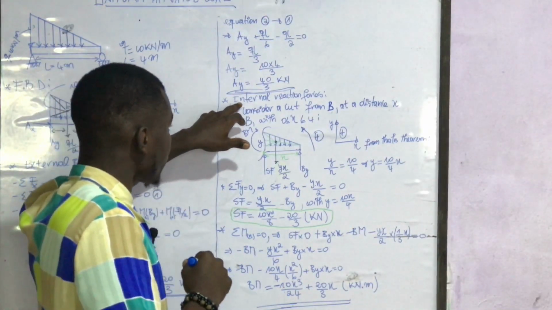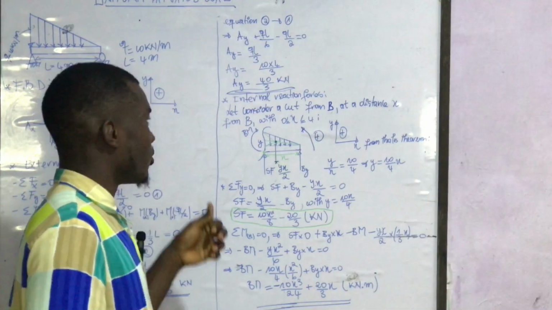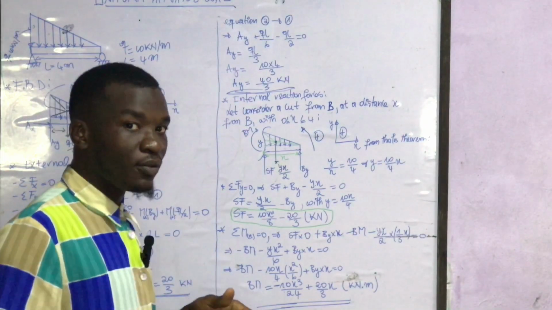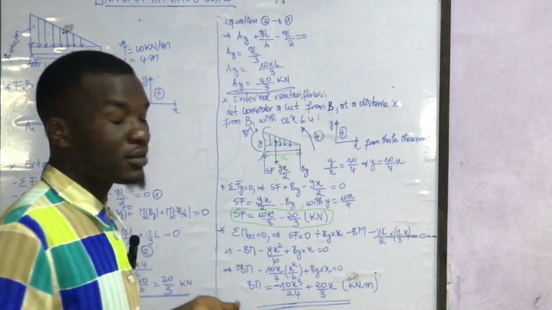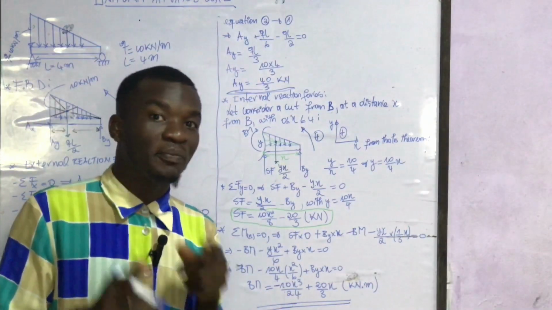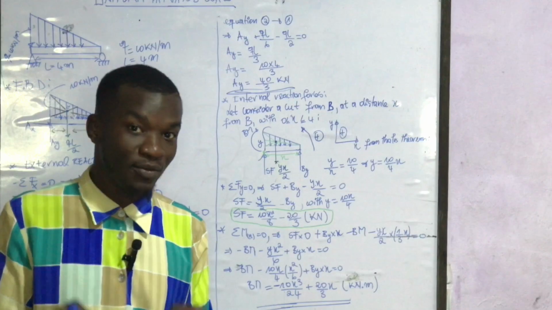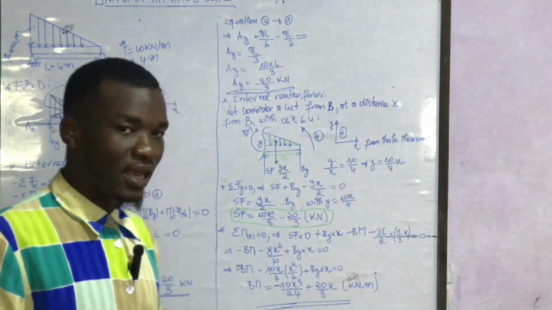Now we are done with the external reaction forces. We go into the internal reaction forces. So how do we get the internal reaction forces? By making a cut. Always remember, we make a cut to get the internal reaction forces.